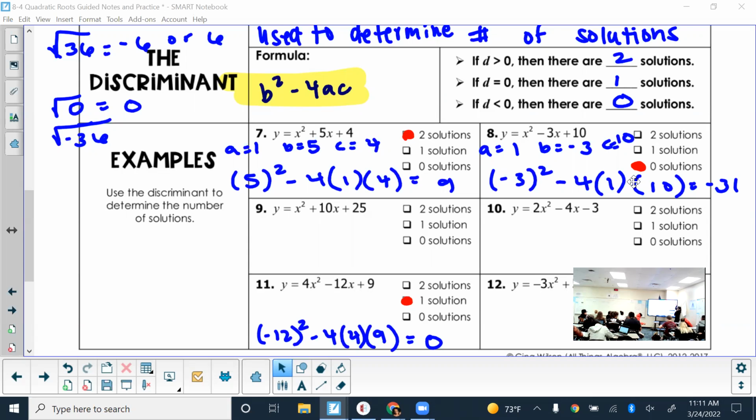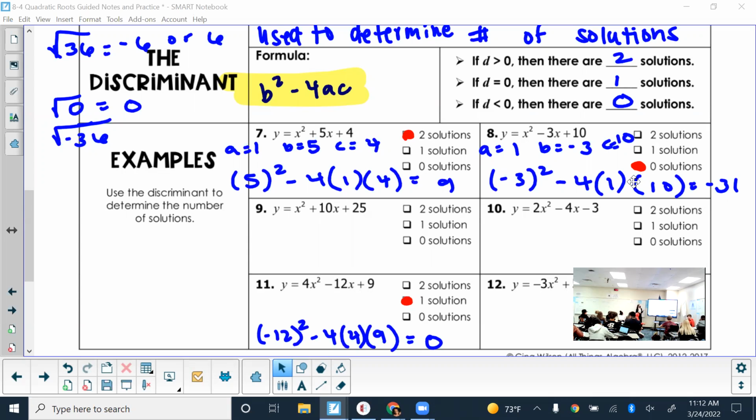And then if it's less than 0, so like a negative number, can I take the square root of the negative number? No. So that's why if it's a negative number for your discriminant, there's no solution. And here's a few examples for each situation. So positive, negative, and equal to 0.